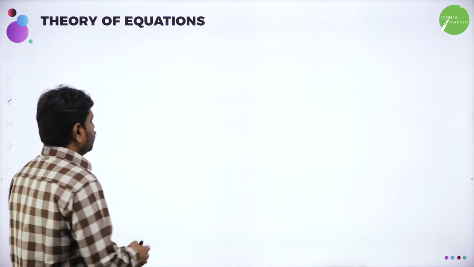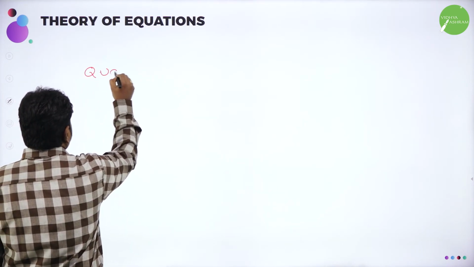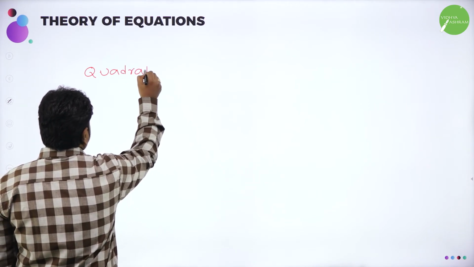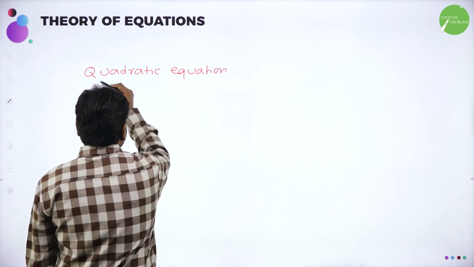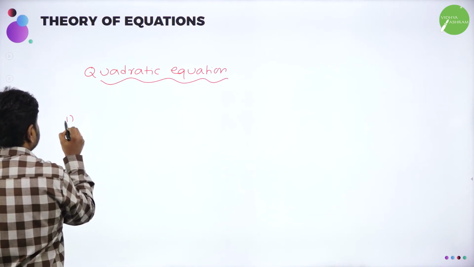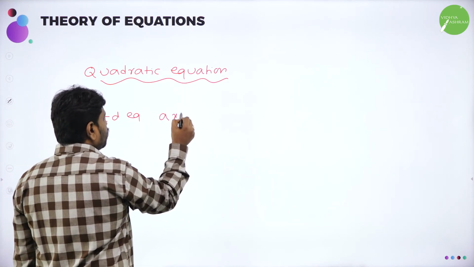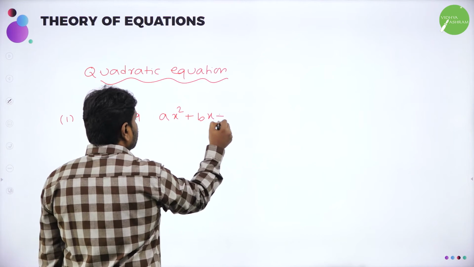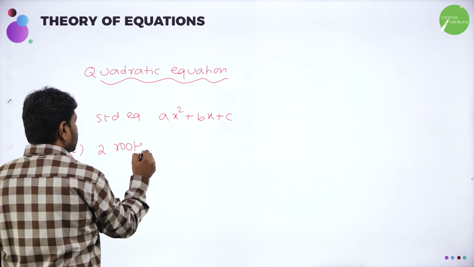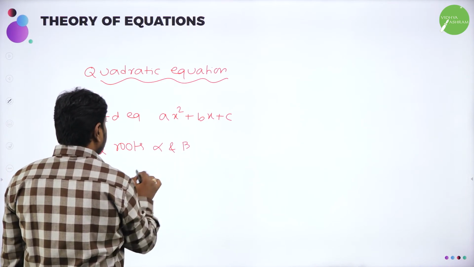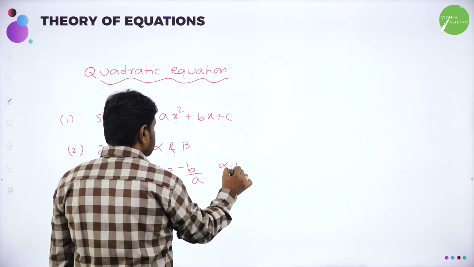Anything, fine. So now, dear students, for the quadratic equation, let me summarize. What are the basics for a quadratic equation? The very first thing is the standard equation. What is the standard equation? Ax square plus bx plus c. And it will have two roots. How many roots? Two roots. And we say generally alpha and beta. Sum of roots is minus b by a. Product of roots is c by a.